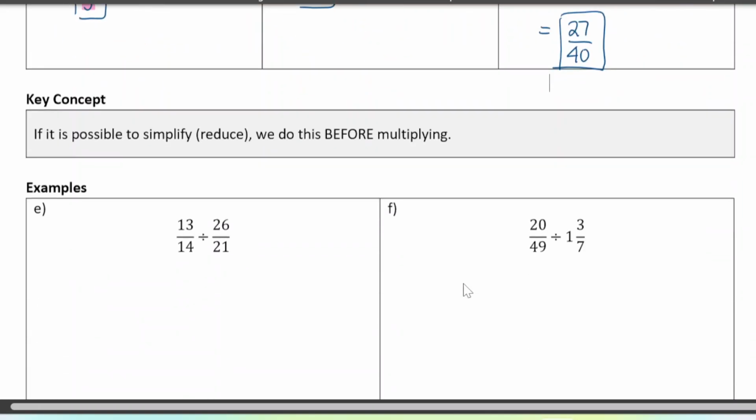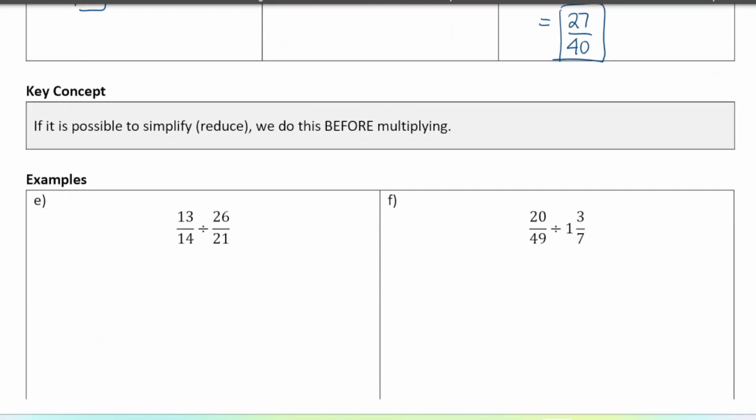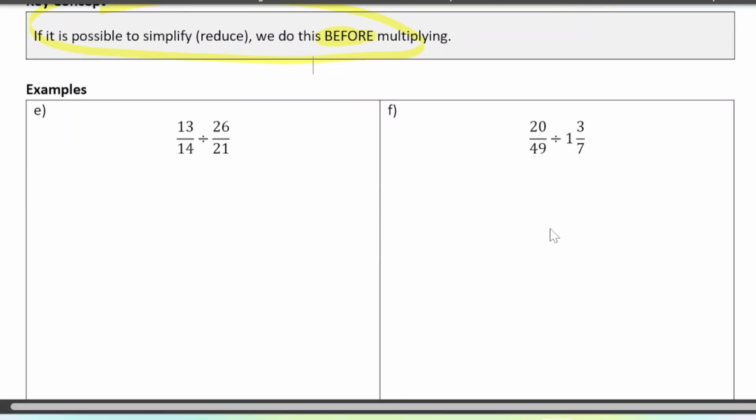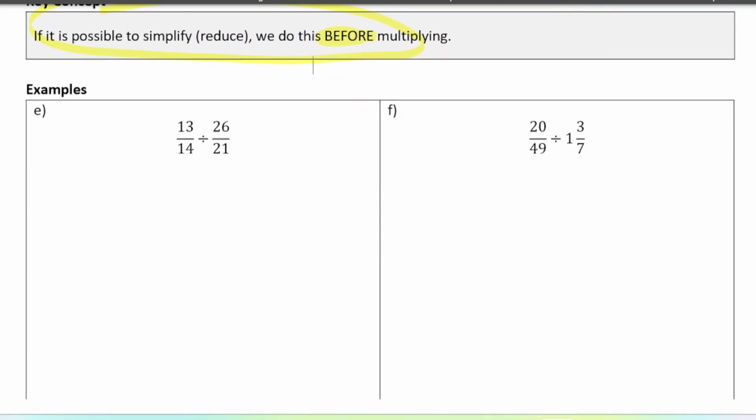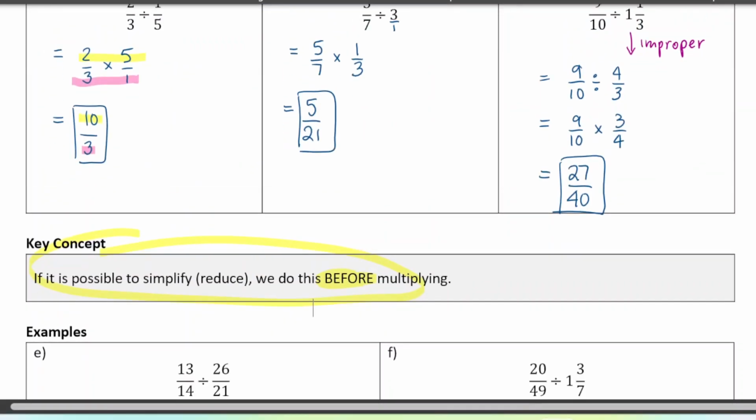Now, here's my reminder. If it is possible to reduce, you need to do so before you multiply. Before you multiply, not before you divide. So we're still going to do the keep, change, flip, but then we're going to reduce first and then multiply. This is often really important when the numbers get really big, like we have in these examples here. You can see the numbers are a lot bigger than what we were doing in the first 3 examples.